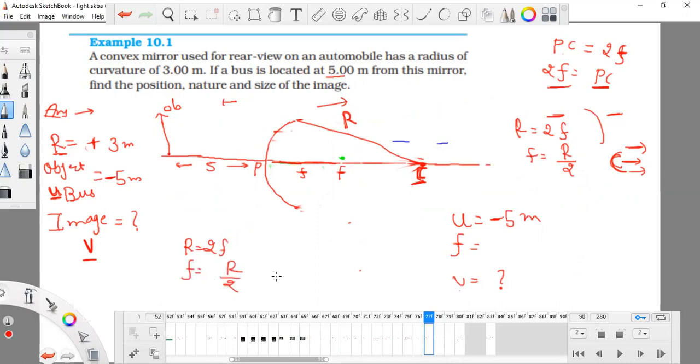So the F will be, R is 5, minus 5 definitely. You do not need to write plus or minus if we are calculating something. I will know that if it is 5, it is going to be at the left side. So minus 5 upon 2 is equal to, no, it is 3. Okay, sorry, it is 3. So F will be 1.5 meter.